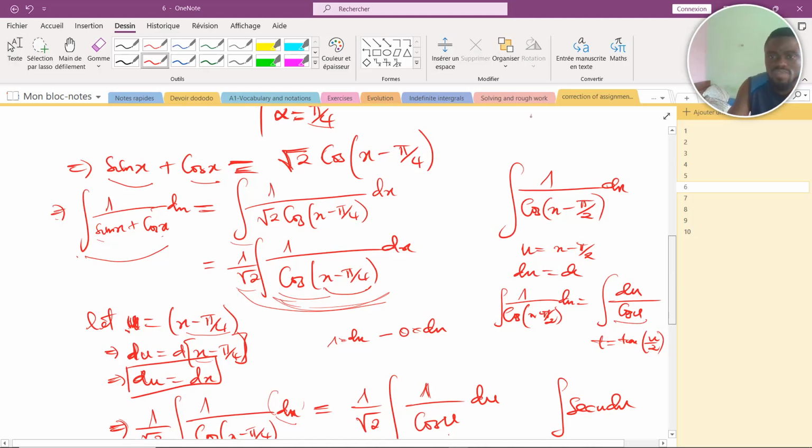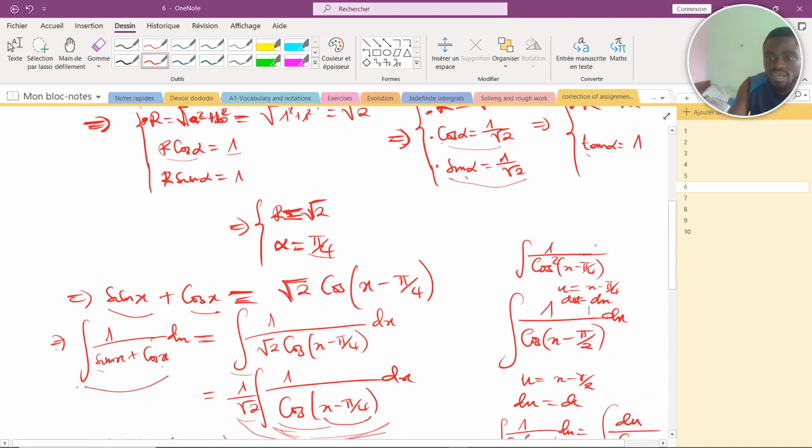The same thing, if they ask you to integrate 1 all over cos square of x minus pi on 4. The first thing you are supposed to do, you choose a change of variable. You let your u to be equal to x minus pi on 4. Then your du will be dx. This implies this integral will be the integral of du all over cos square u. Is that okay?